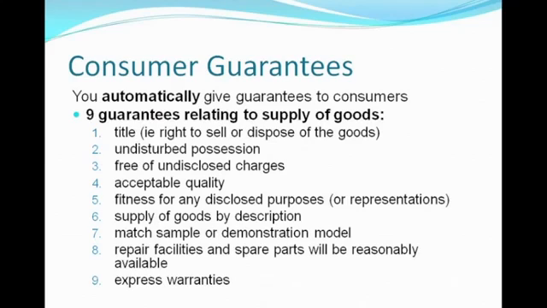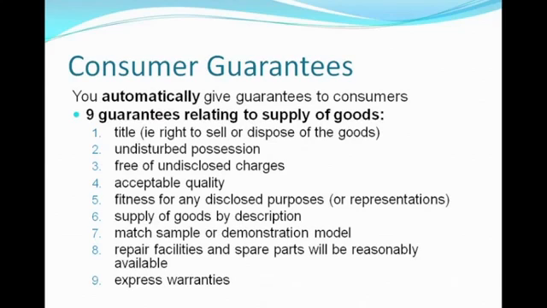That you'll guarantee the fitness for any disclosed purposes or representations. That means that if you say that this good will do something, or you make a representation on the shop floor that it will do something, then it actually does it. It also deals with supply of goods by description, matching a sample or demonstration model. So if you give a guarantee that the product on the floor or on the website has a silver door and chrome buttons, then the one that you deliver matches the sample or the demo model that you've shown the consumer.